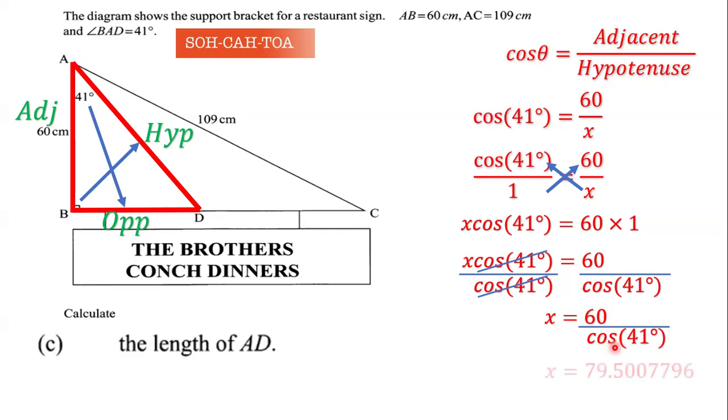So we divide these two and we get that x is equal to 79.5007796. Now we want to write this correct to 2 decimal places. So notice that this is 0, and since it's 0, you cannot round up. So we just leave it as 79.50. And so that means that the length AD is going to be equal to 79.50 centimeters. And that's the answer to this question.